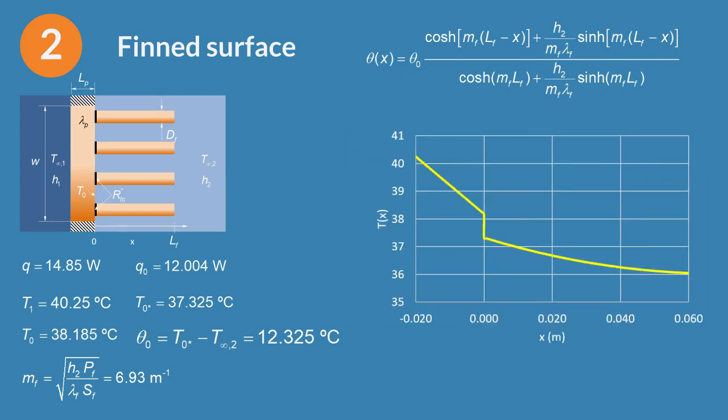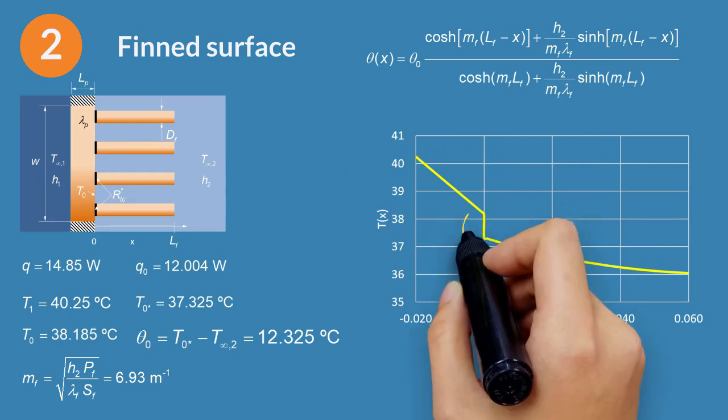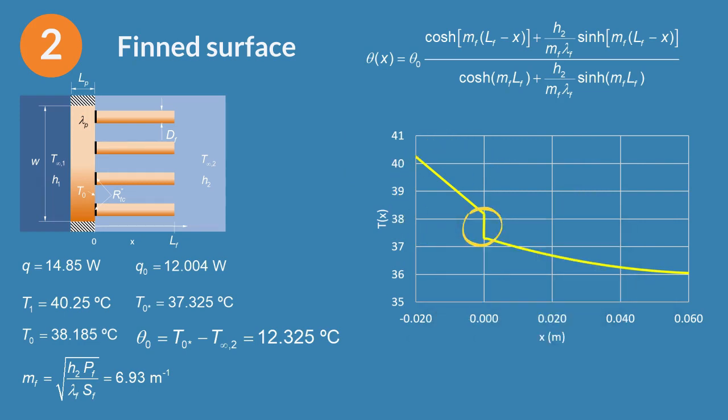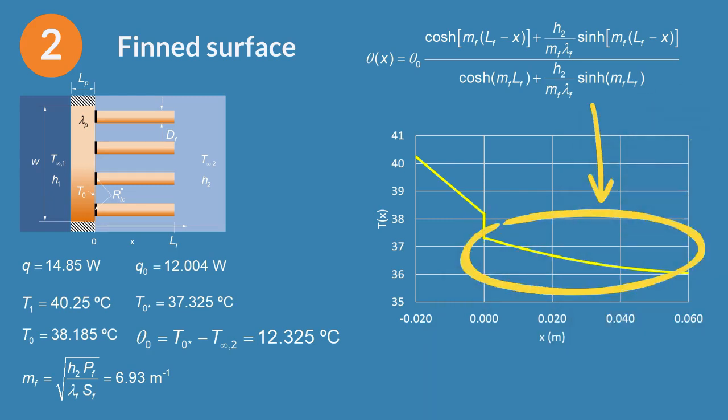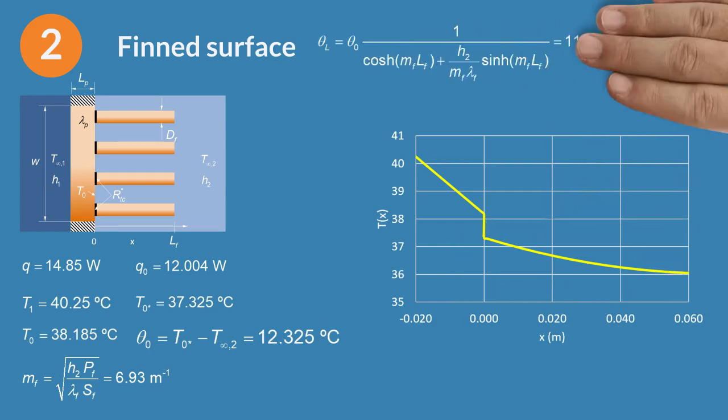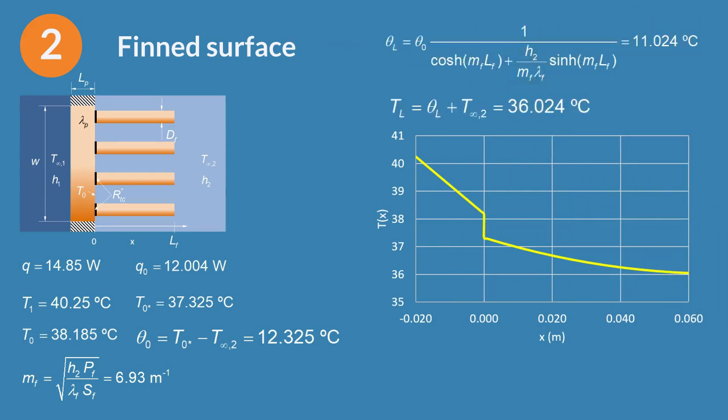The temperature profile in the plate is linear. The temperature difference in the base of the fins is due to the contact resistance. And the temperature in the fins is calculated with the formula. With the same formula, the temperature at the tip can be calculated.